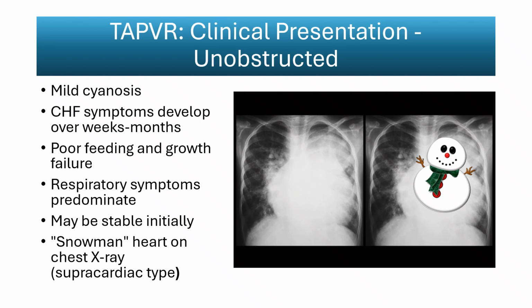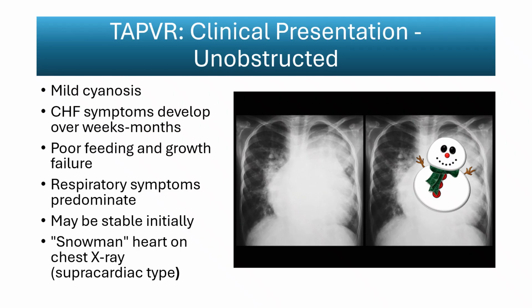When TAPVR is unobstructed, infants typically show only mild cyanosis at birth. Because pulmonary venous blood returns freely to the right atrium, pulmonary overcirculation develops, and symptoms of congestive heart failure emerge gradually over the first weeks to months. Tachypnea, poor feeding, and growth failure are common, reflecting the combined burden of increased metabolic demand and limited systemic oxygen delivery. Respiratory symptoms often predominate as pulmonary congestion and interstitial edema worsen with time.